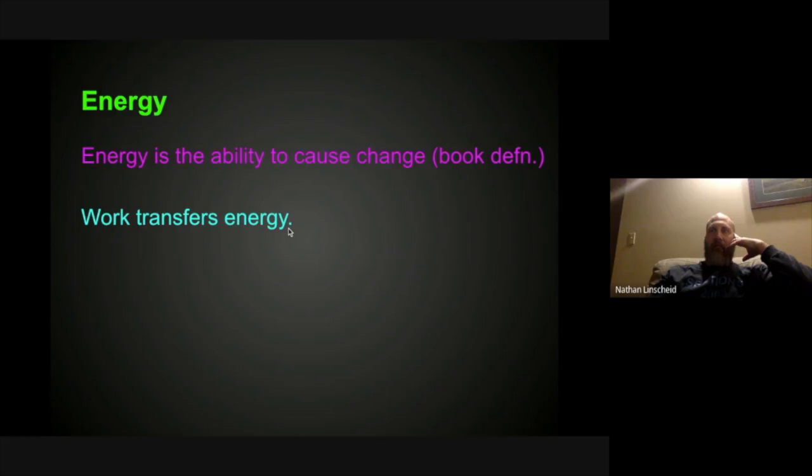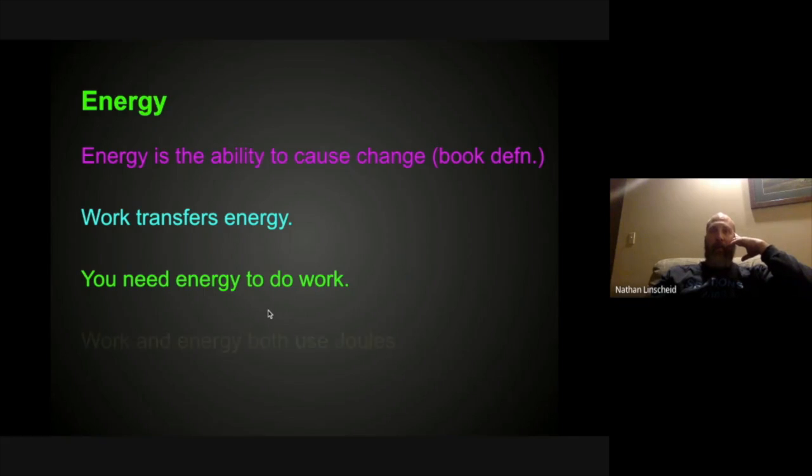If I push on something and I make it move through a distance, I'm exerting a force through a distance. I'm doing work. But how can I do that? I have to do that because of the energy that I have. So when I do work, I transfer the energy from my body into the object that I'm moving. And like I said, I need energy to do that work.